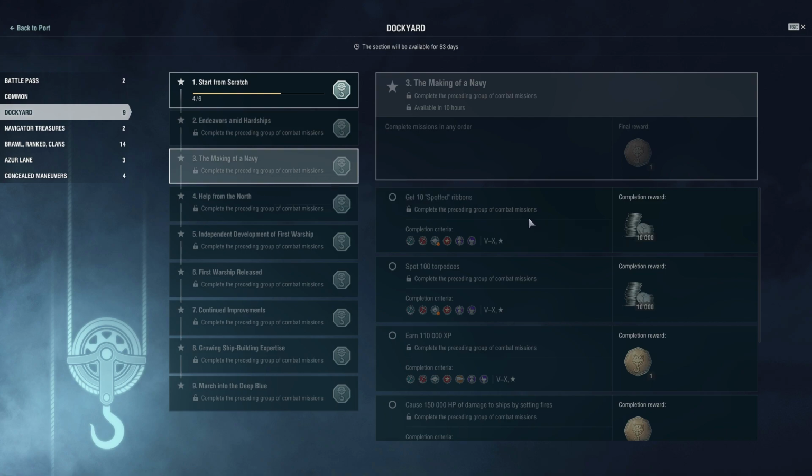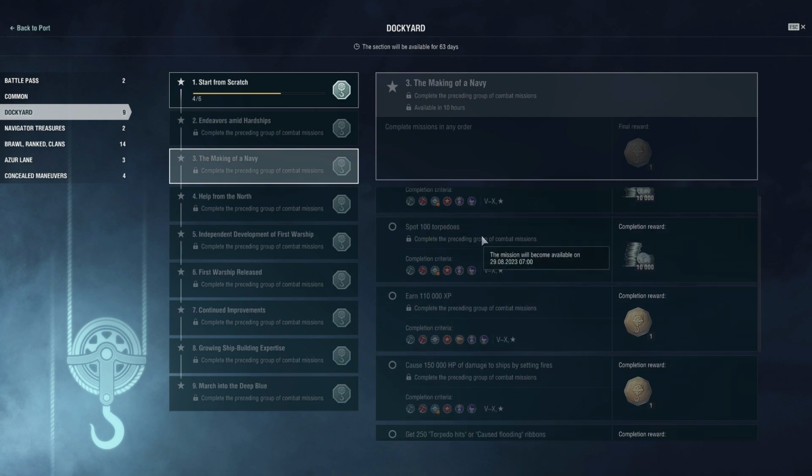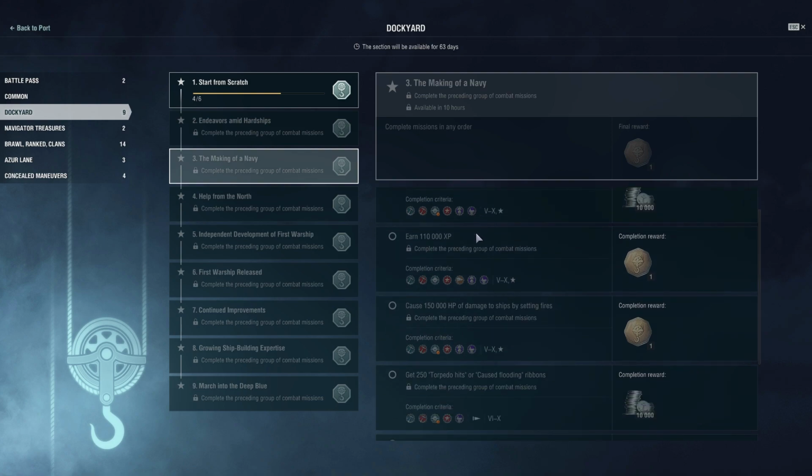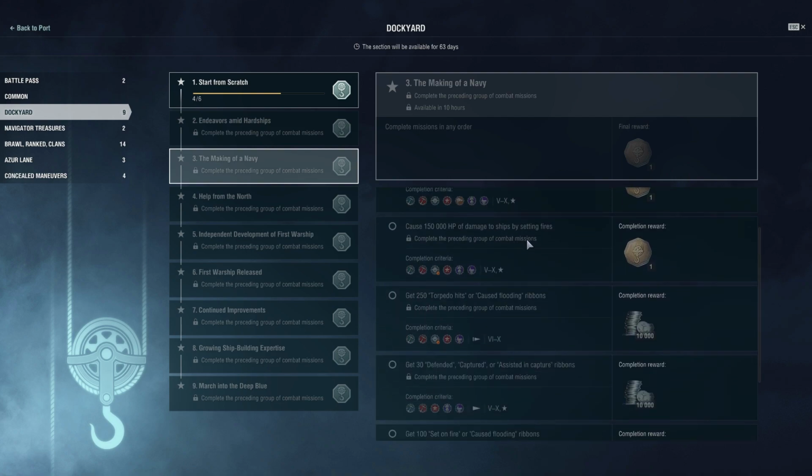Spotted ribbons, so take an aircraft carrier or a more stealth-oriented destroyer to pick up your spotted ribbons. This is where I normally, on this one, would just hop in my aircraft carrier in co-op and spot all the bots. 100 torpedoes means you're going to take something with good hydroacoustic range, so maybe your German destroyers, Friesland, Groningen, Lo Yang, something that's going to easily pick up the torpedoes. XP, so this doesn't say base XP, just XP in general. So maybe you're grinding a ship and you take your rare or unique XP bonus to help get through that.